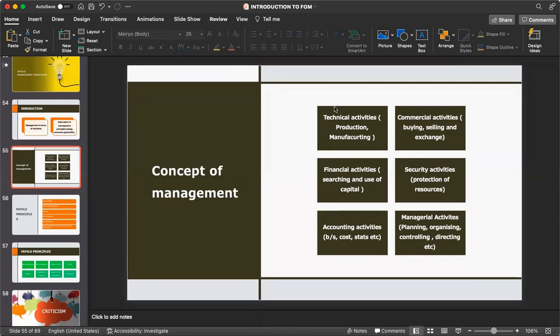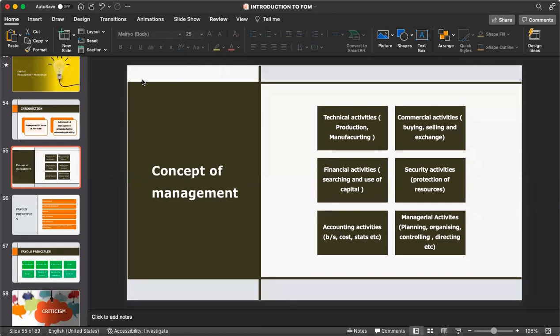Next, we have accounting activity. Accounting means creating the financial statements of the company, including the balance sheet, cost sheet, and statistical approach. And last but not the least, managerial activity, which includes planning, organizing, directing, controlling, staffing, etc. So as per Fayol, these are the six major activities. Is this clear, guys?